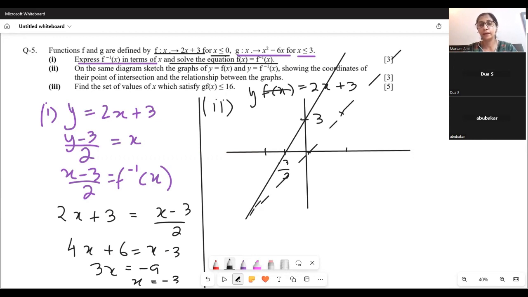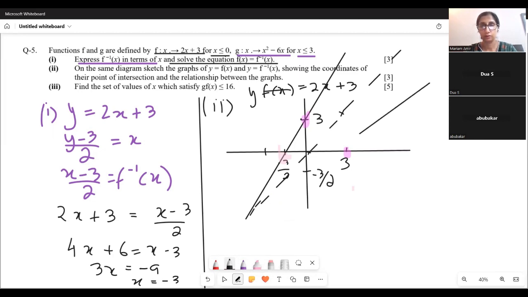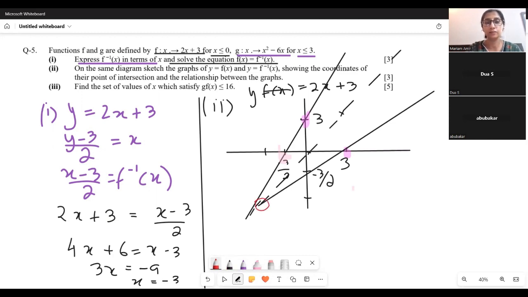Okay. And then when this point reflects on the line y equals x, it lands here at 3. And when this point lands here after reflection, it lands at -3/2. Somewhere over there. So that's the अच्छी नहीं बनाई. Something like this. Okay. And we also already know where these lines meet.